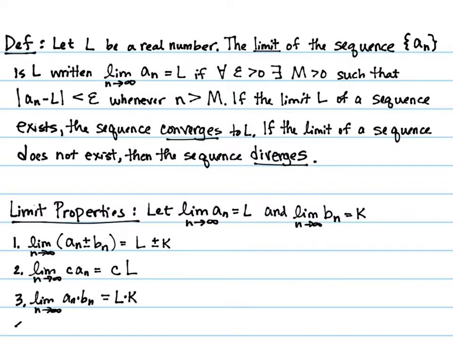The last one is division, and it is also the same with one caveat because we have a denominator we have to be careful of. It's a sub n over b sub n. This will equal L over K as long as b sub n is not 0 and K is not 0, because you can't divide by that, and I've got two denominators I'm dealing with.